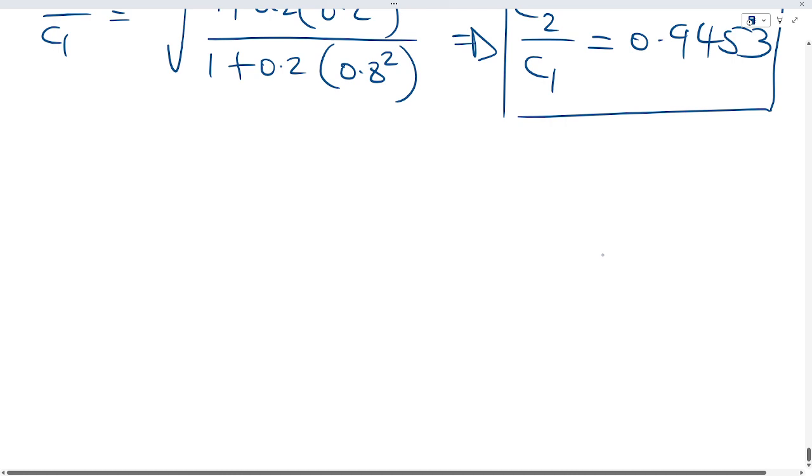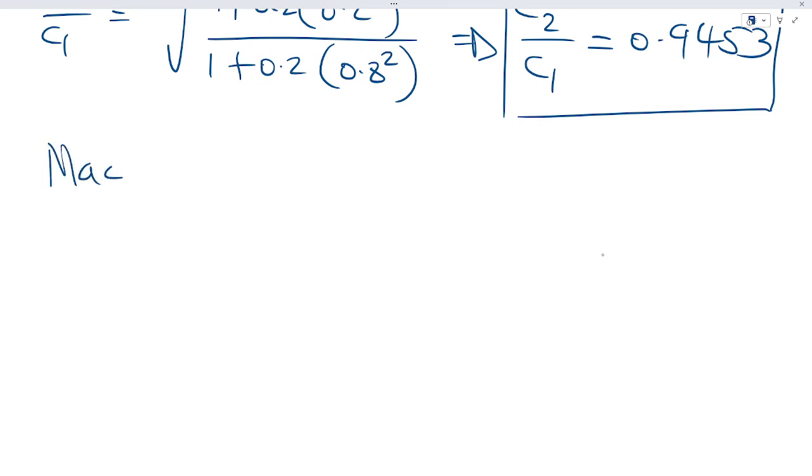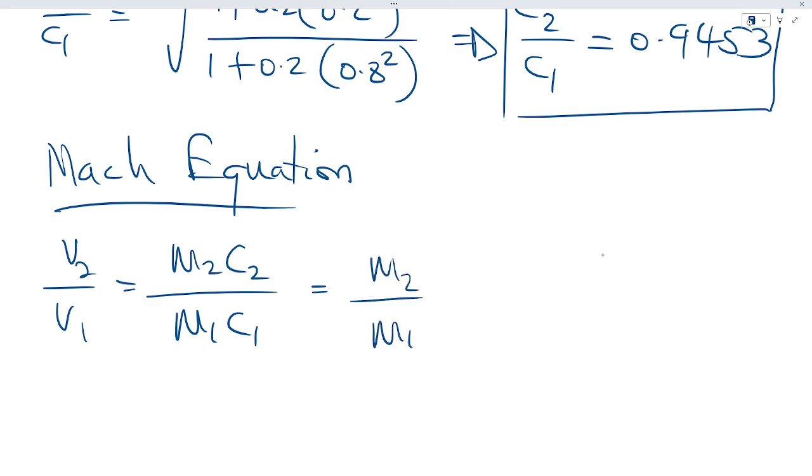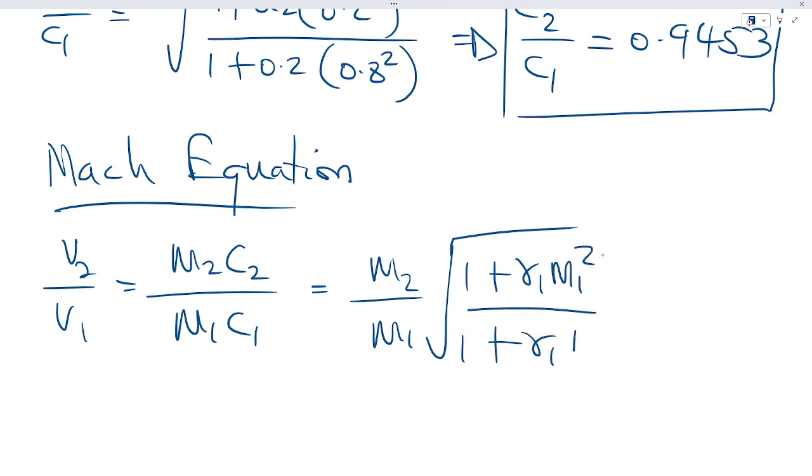Now, by using the Mach equation to find the V2 over V1, V2 over V1 equals M2 C2 over M1 C1, which eventually becomes M2 over M1 times the square root of 1 plus gamma 1 M1 squared over 1 plus gamma 1 M2 squared.